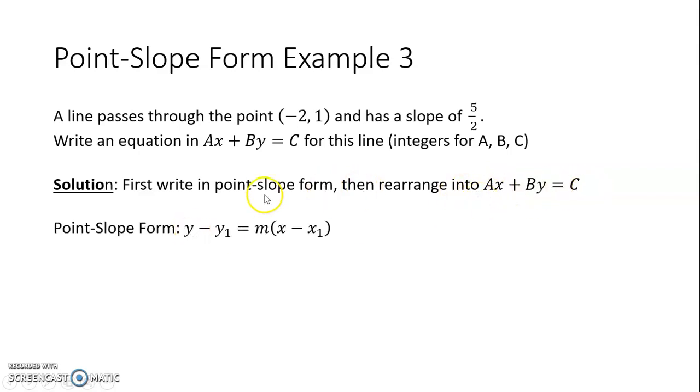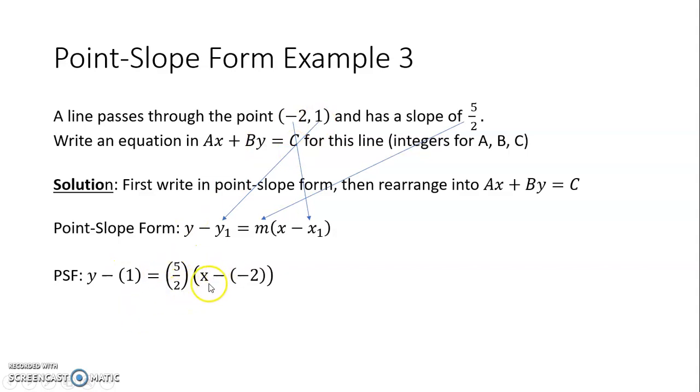Okay, so here is point slope form. On this slide, we'll just put it in point slope form. On the next slide, we'll convert it into standard form. So the y goes right here, the slope goes right here, and the x goes right there. Plug everything in, so y minus 1, that's the y term, equals 5 halves, that's the slope, times x minus negative 2. Those two negatives make a positive. So we have y minus 1 equals 5 halves, x plus 2.